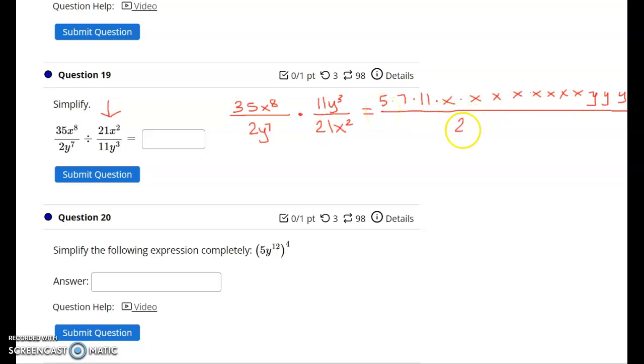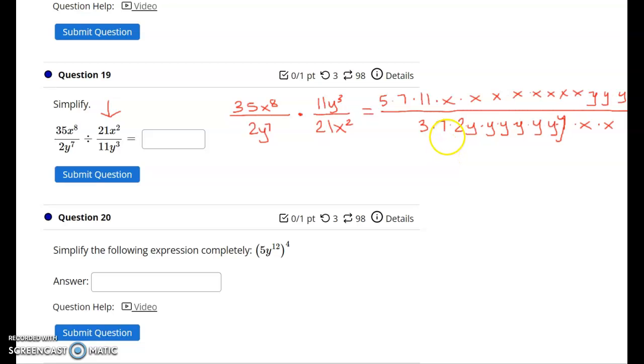Over 2, oh shoot, I'm going to be out of space. I shouldn't have started over so far. Y to the 7th, 3, 4, 5, 6, 7, and then 21. We'll put that 3 times 7 here. X squared, 2, 3, 4, 5, 6. So we have 7 y's, 3 times 7 from the 21, 2 from the 2, and then x squared. I would recommend being a little more straightforward than I was on the denominator. The top part we were a lot more organized.